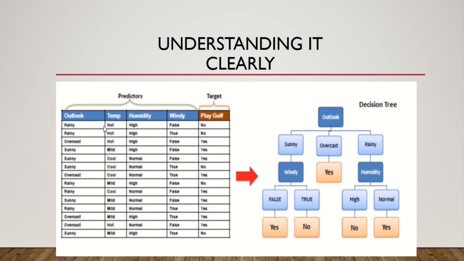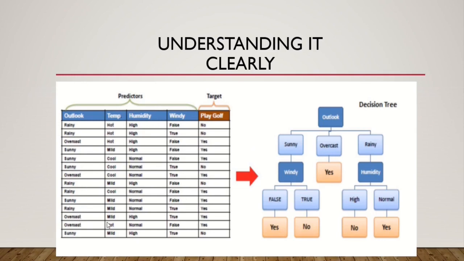Now I have taken an example where we are going to predict whether we are going to play golf or not on the basis of these predictors, that is outlook, temperature, humidity and wind. When we apply decision tree regression, the algorithm will break down these datasets into smaller modules as shown here. Firstly, in outlook, we have only three cases: sunny, overcast, or rainy.